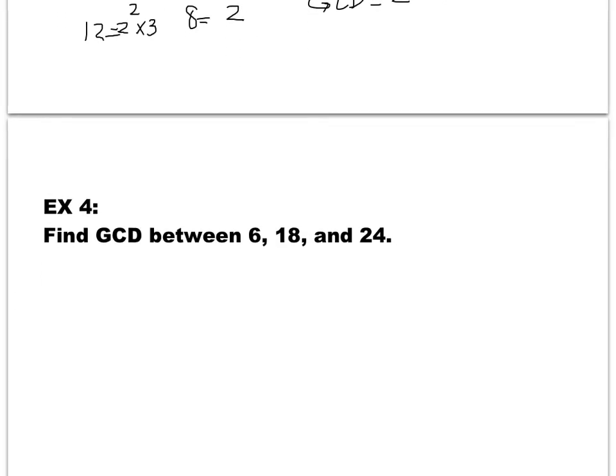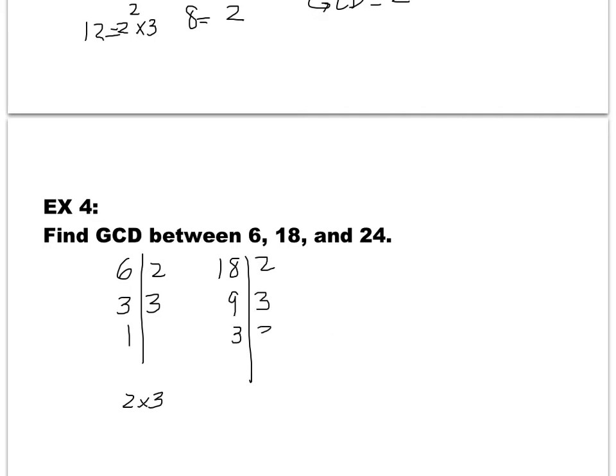Another one is 6, 18, and 24. Again, 6 is divisible by 2, I get 3, and then 1. So this one is 2 times 3. Then I go with 18. 18 is divisible by 2, I get 9. Then 3, 3, 3, and 1. So I can say that 18 is 2 times 3 exponent 2. And 24 is 2, 12, 2, 6, 2, 3, 3, and 1. So we can say it's 2 exponent 3 times 3.